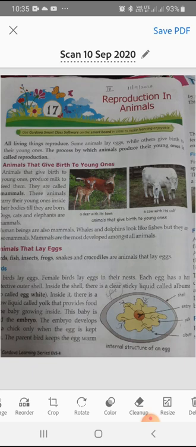Today we are going to start a new chapter, chapter 17, reproduction in animals. In this module, the students will be able to learn what is reproduction, ways of reproduction, structure of an egg, and development of a chick into a hen. Let us understand what is reproduction.